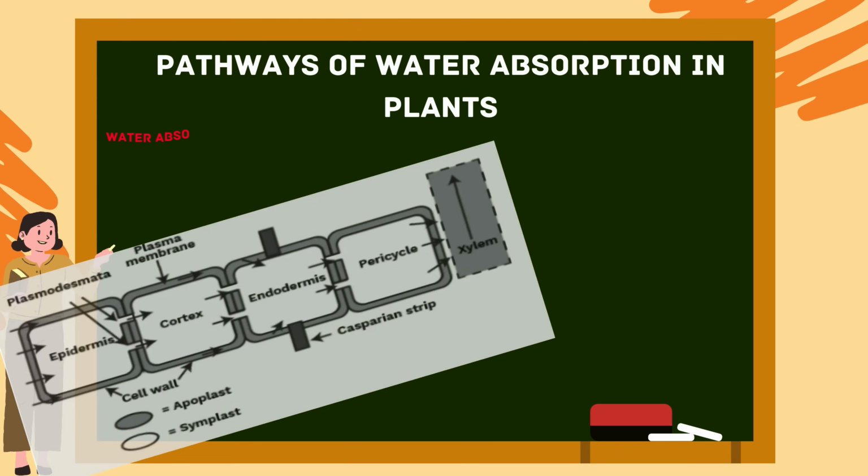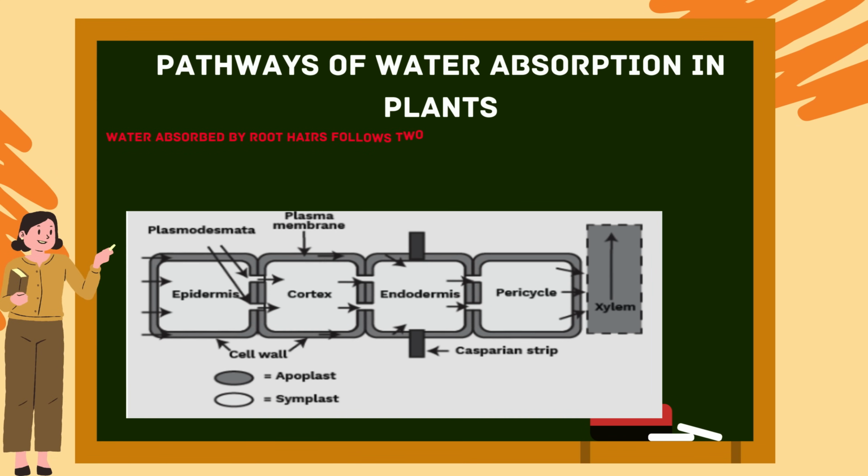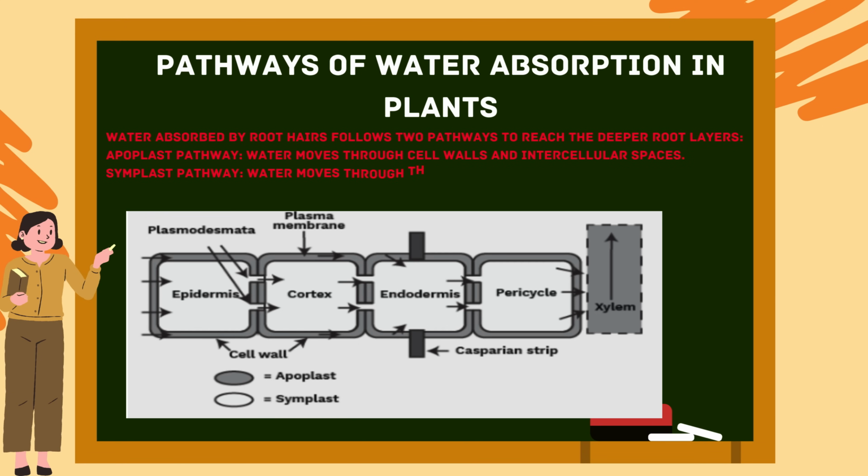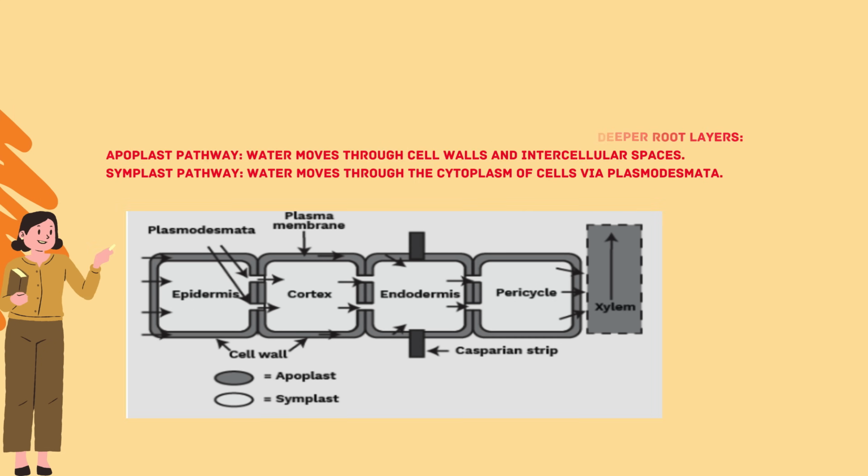Pathways of water absorption in plants. Water absorbed by root hairs follows two pathways to reach the deeper root layers. Apoplast pathway: water moves through cell walls and intercellular spaces. Symplast pathway: water moves through the cytoplasm of cells via plasmodesmata.